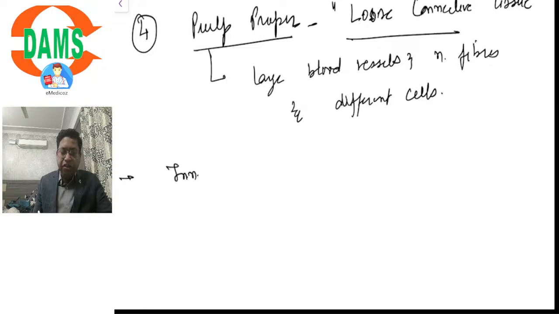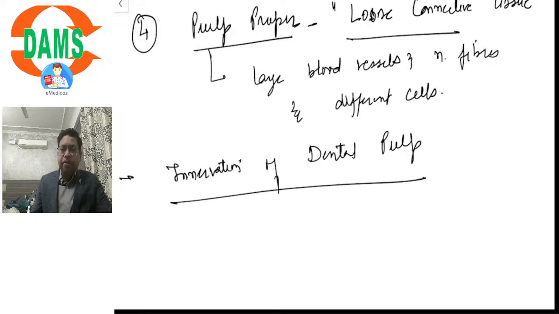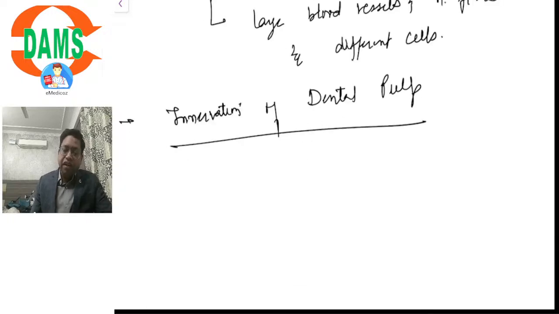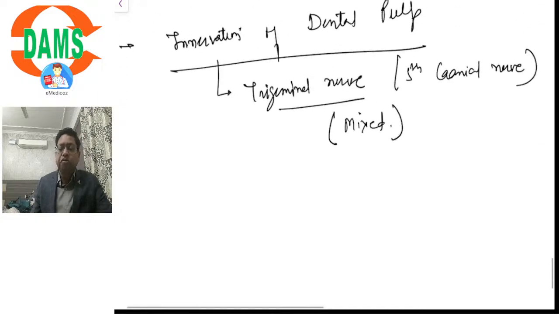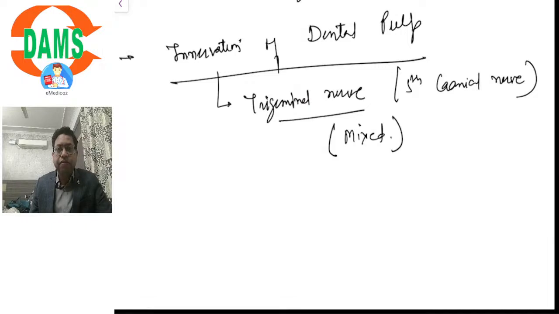Now we talk about innervation of the dental pulp. We all know that innervation of the dental pulp would be basically from the trigeminal nerve, which is the fifth cranial nerve, isn't it? And what type of nerve is it? Mixed. Trigeminal nerve is a mixed nerve. It consists of both motor and sensory fibers. So it is derived from the trigeminal nerve. Firstly, we'll talk about the sensory supply.